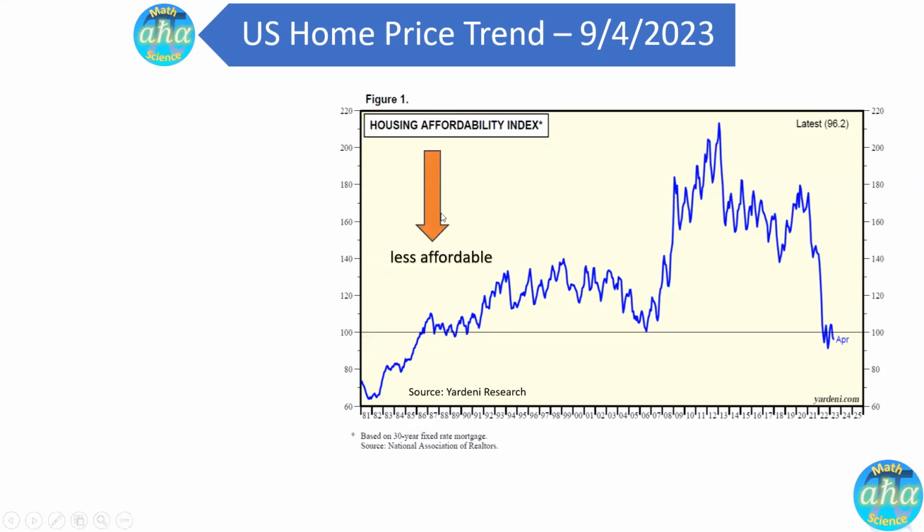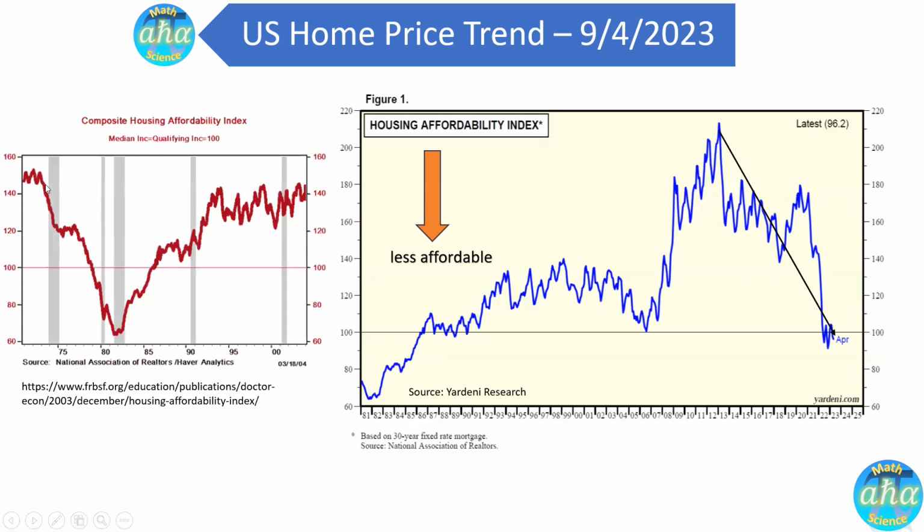As this index goes down, housing becomes less affordable. So this is a huge, unprecedented deterioration of affordability. The last time you had this kind of behavior, you really have to go back to the 1970s. You can see here this chart. This data overlaps, but before the 1980s you can look at the data from here. This is from the Federal Reserve Bank of San Francisco.